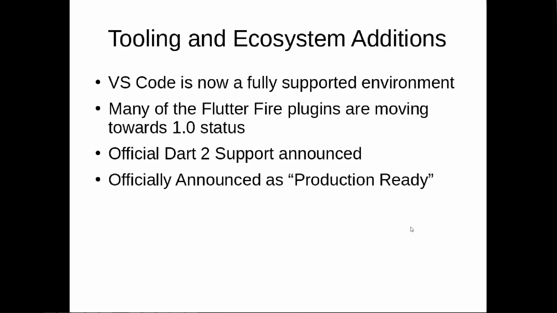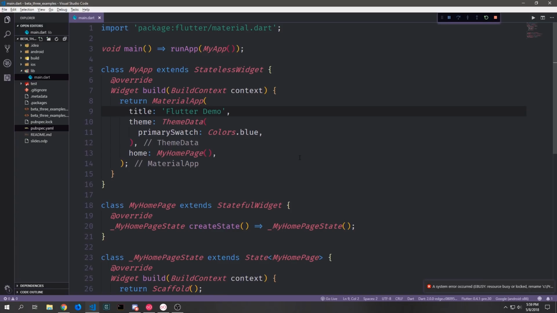Outside of these tangible ideas, Google has now announced that the Flutter framework is essentially ready for production. And this has been accentuated by the fact that Visual Studio Code is now fully supported by the Flutter team. Also, many of the Flutterfire plugins are moving closer and closer towards their 1.0 release candidate status, and Dart 2 has now become officially supported for this specific version of Flutter. So overall, Flutter has become a much more viable production choice with this new beta and with the last few beta iterations. So it's gotten to a point where many companies will probably start considering it more seriously from now on.